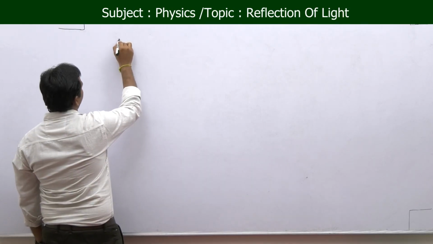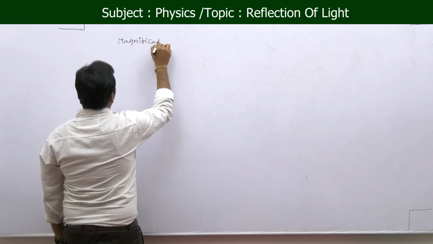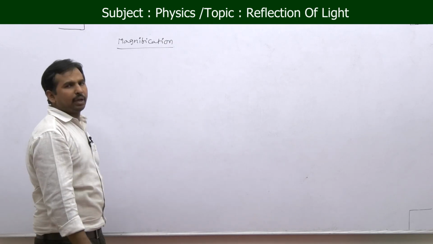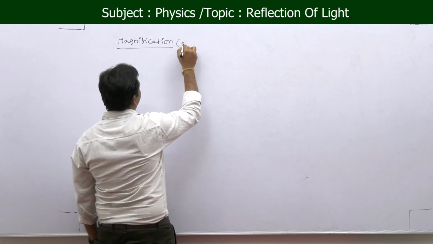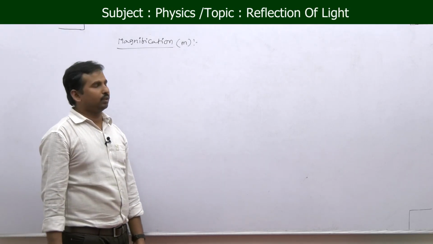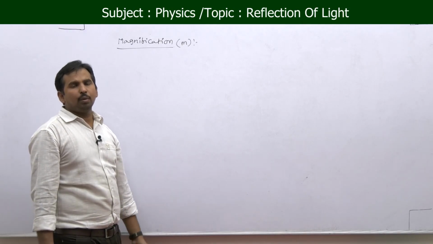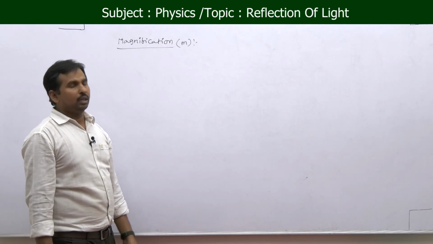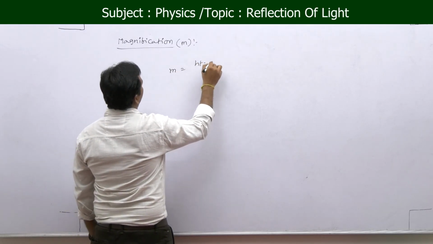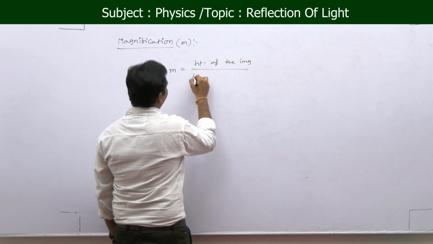Next one we will see about one of the very important topics called magnification. Magnification factor is represented with a small m. Magnification gives you the size of the image, and its formula is m equal to height of the image by height of the object.